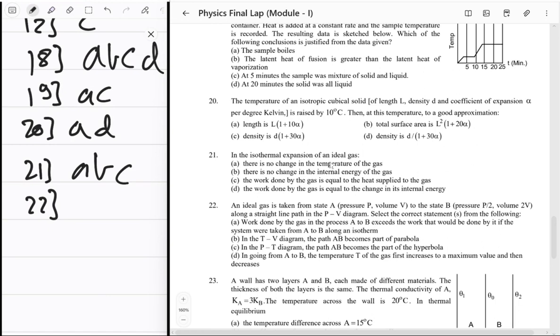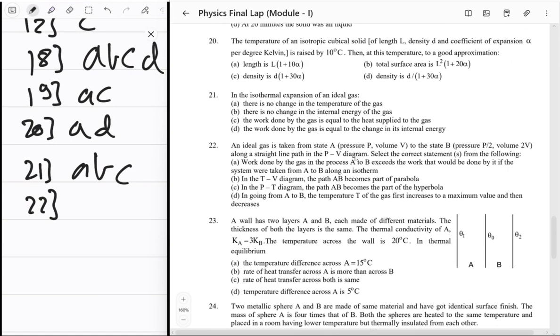This one was easy. An ideal gas is taken from state A to state B, right? Along, so pressure P, volume V, and this one P upon 2, volume 2V. So temperature constant along a straight line. What? Straight line path in the PV. I don't get how that can happen. It can't be a straight line graph. That doesn't make any sense.